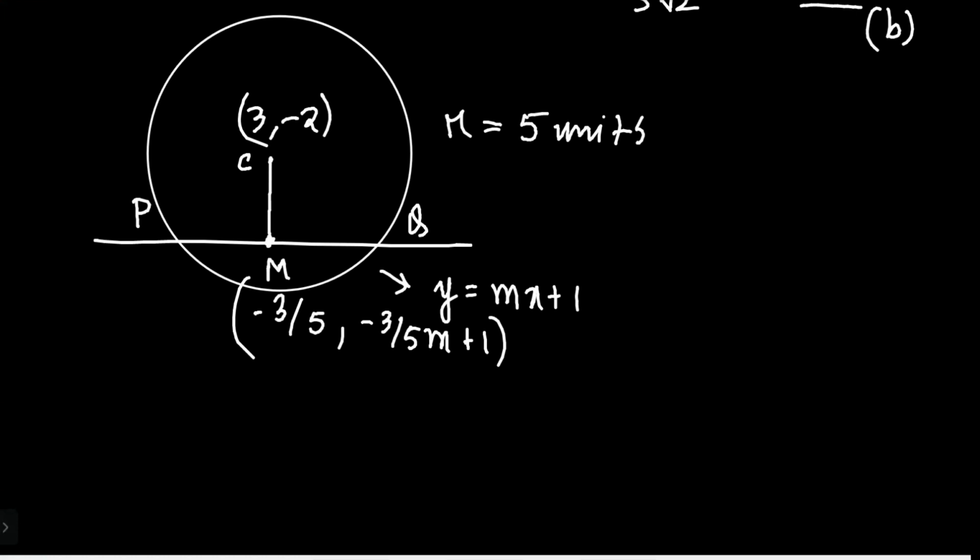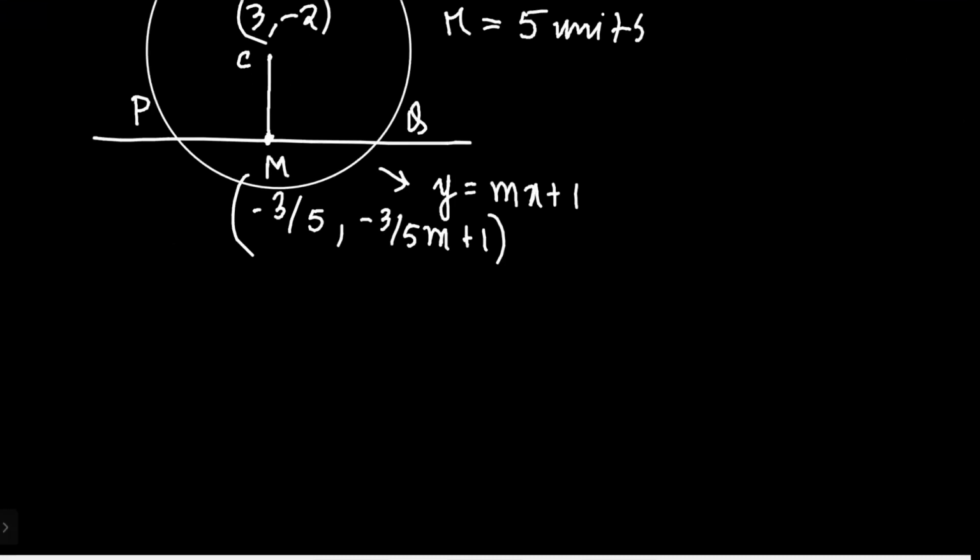Now, since it is the midpoint of PQ, CM and PQ will be perpendicular to each other. So we all know that if they are perpendicular, then the slope of CM multiplied by the slope of PQ will be -1. So let us find that, then we can find the value of m, then we can find the answer. For this, we have to find the slope of CM.